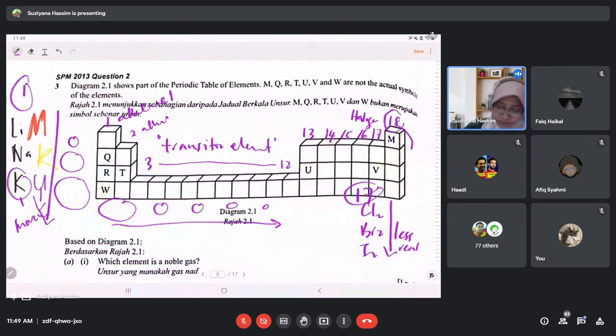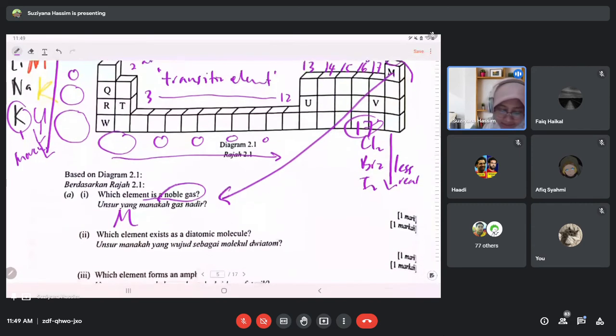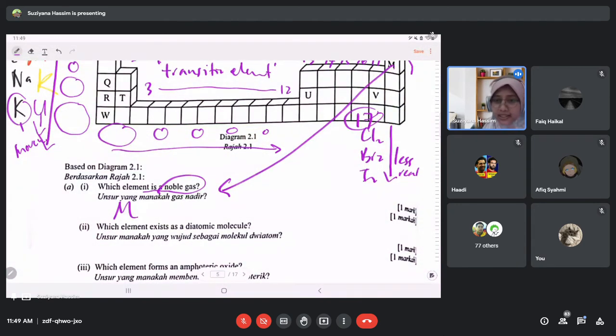Okay, jom kita persoalan. Which element is a noble gas? The answer is what? Don't say helium, sayang. Walaupun you hebat, don't write helium. You put M here. M. Right, next. Which element exists as a diatomic molecule? Okay, chlorine is a diatomic molecule. So the answer is V.